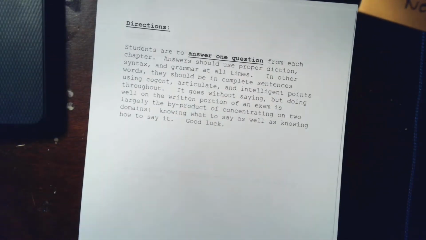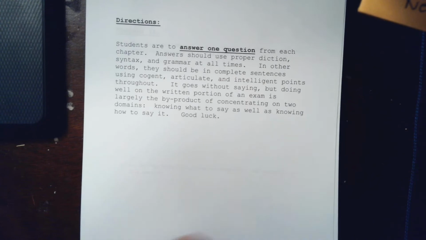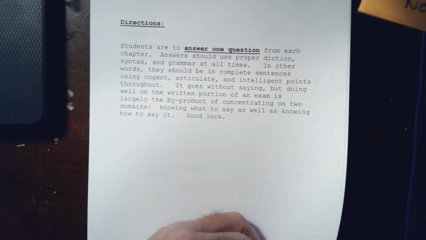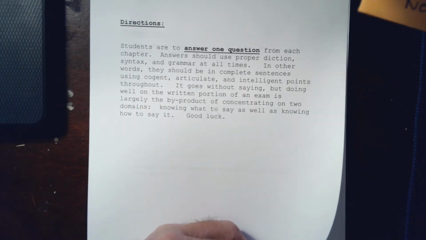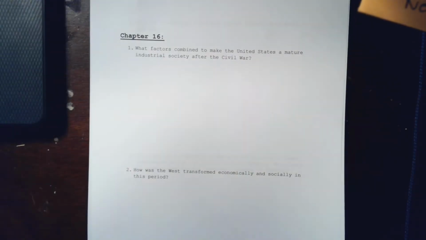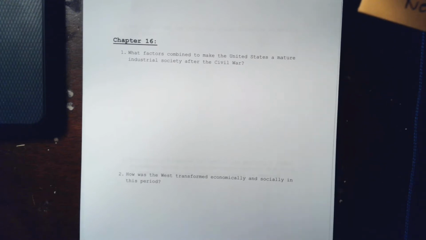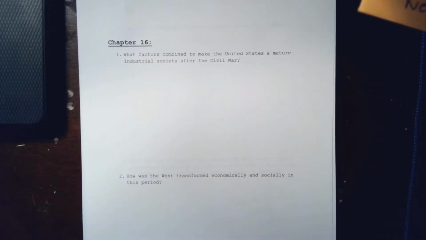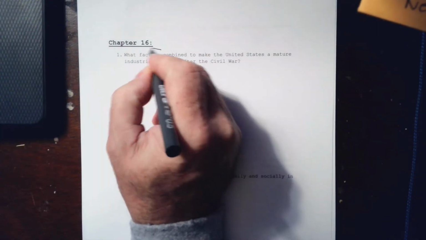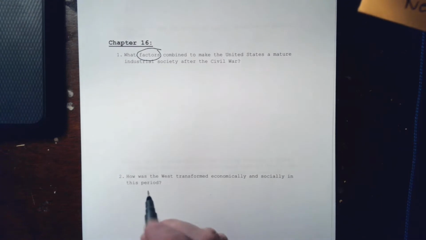Ideally, what you want to do is write 10 to 12 sentences using key terms, generalizations, names, dates, numbers, the whole 9 yards. So let's take a look at that first question. It asks, what factors combined to make the United States a mature industrial society after the Civil War? So the first thing you want to do is isolate that, factors.